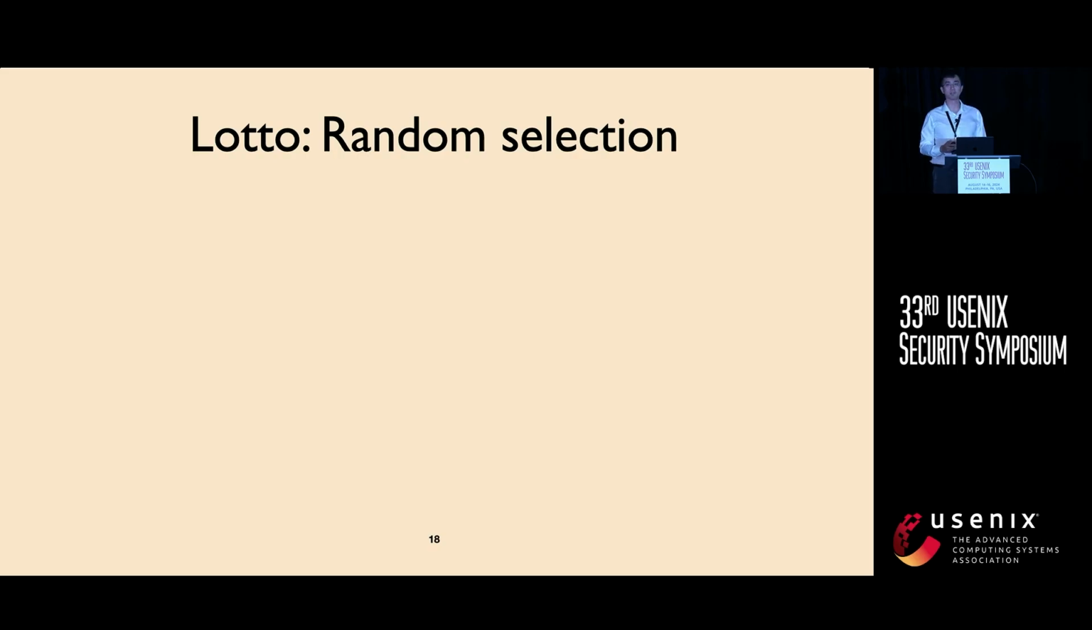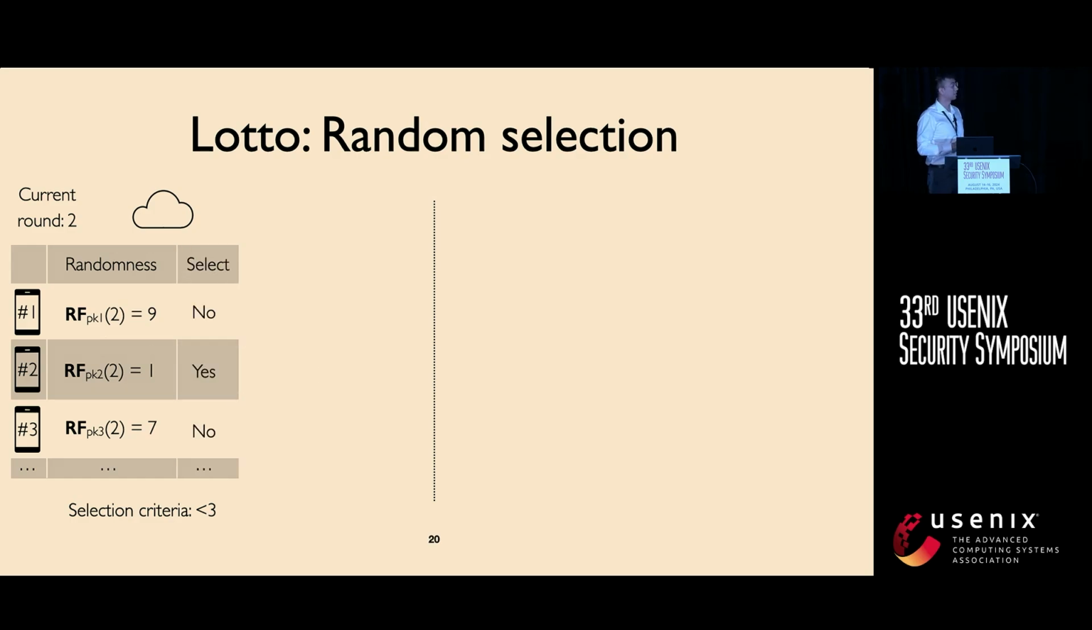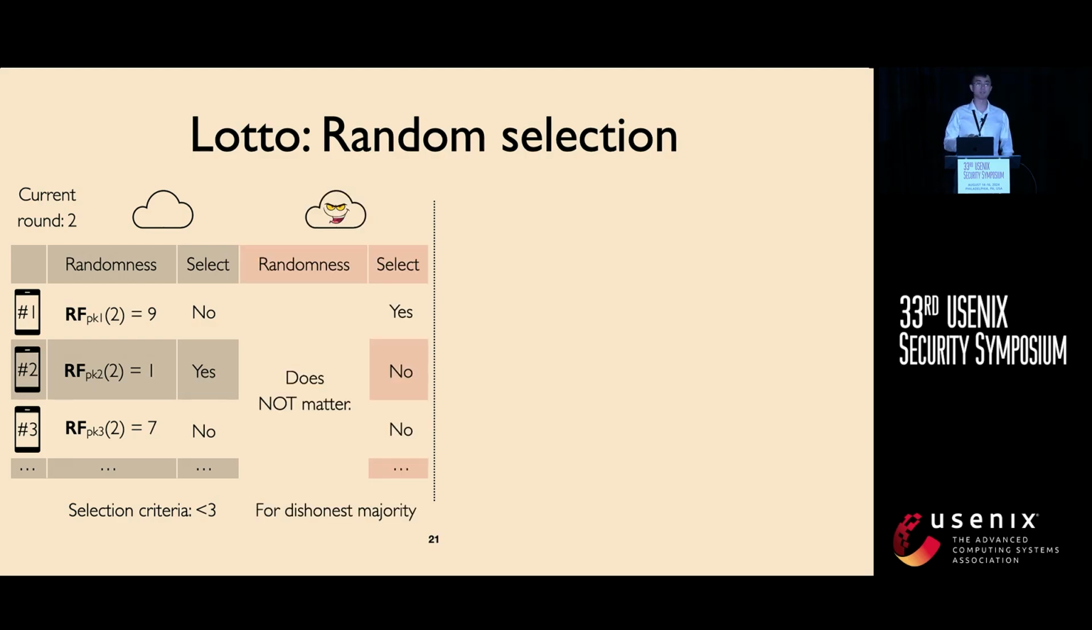Let's first see how Lotto deals with random selection. Suppose the current round index is 2. What an honest server will do is first compute a random function for each client, with the key being its public key and the input being the current round index. This essentially creates a random number specific to a client and specific to a round. Next, the server will determine which clients to select based on some predefined selection criteria. Again, a malicious server can obviously deviate from this process to grow a dishonest majority.